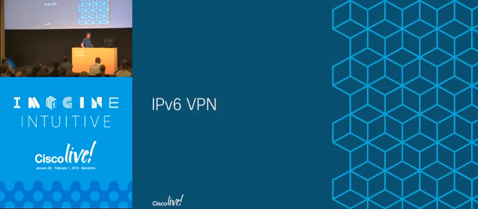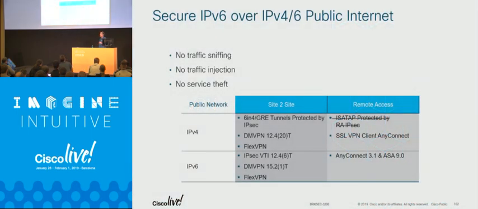VPNs. And VPNs are, of course, important. I put here two cases. One is site-to-site, so from one branch to another branch. The other is remote access, which is what you are doing when you are here in the hotel, whether the open network is IPv4 or IPv6. We've got answers and products everywhere.